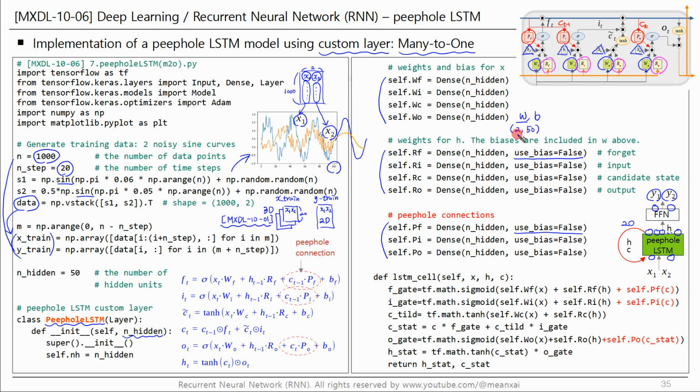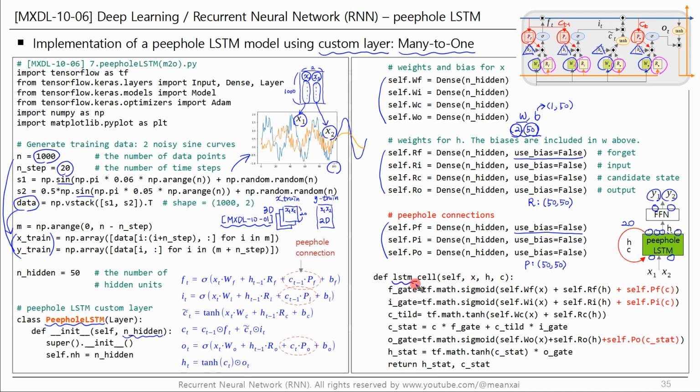Each W in this dense layer is a 2x50 matrix. Each R in this dense layer is a 50x50 matrix. Each P in this dense layer is also a 50x50 matrix. 2 is the number of features in X that will be entered later. And 50 is the number of hidden neurons. The bias in this dense layer is a 1x50 matrix. These parameters are shared across all time steps.